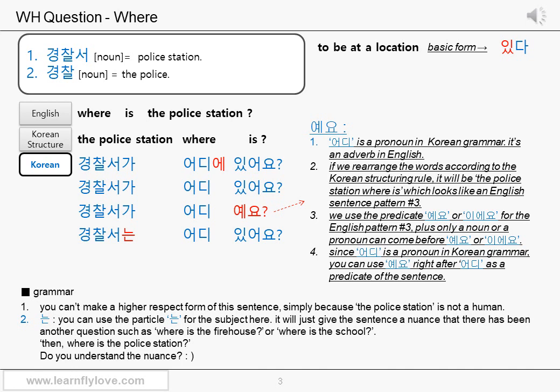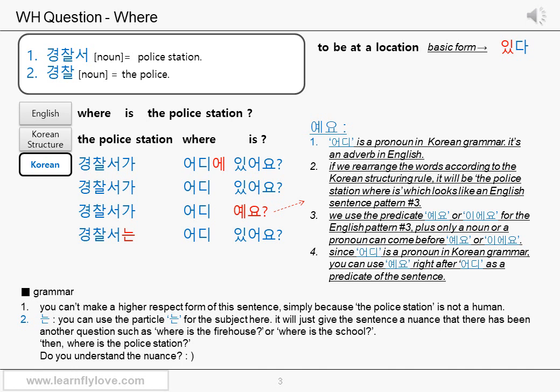We also thought about how 예요 can come here. The only answer we can give you is because "where" is a pronoun in Korean grammar. Furthermore, if we say that the location of my house is Seoul, this sentence has the structure of the English pattern number 3 because the location of my house equals Seoul. And we can use the predicate 이다, 이에요, 예요 for this kind of sentence. So the sentence "the police station is where," or "the police station where is," can actually be English pattern number 3. So that's why it's not strange to use 예요.